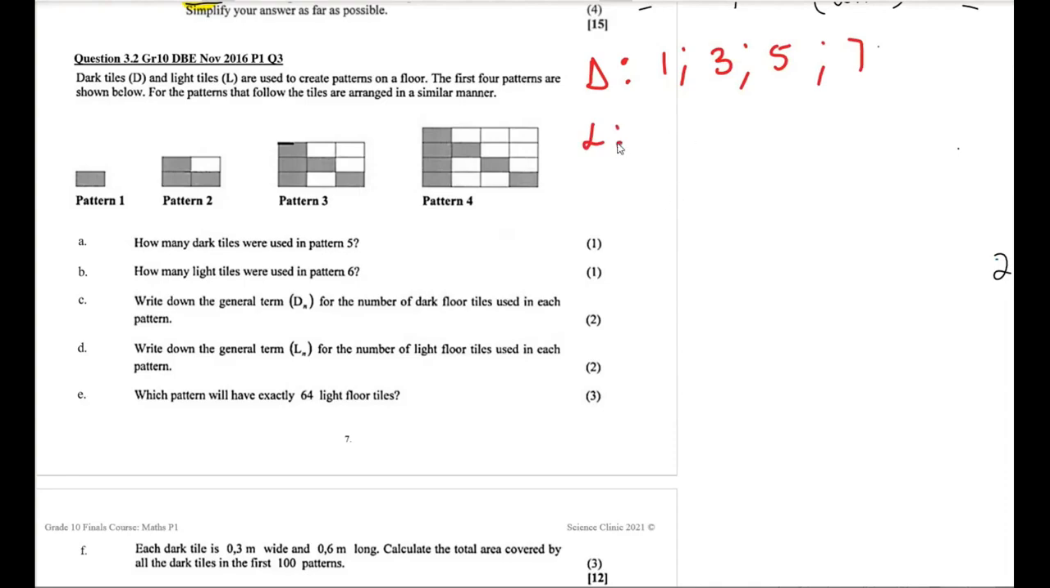The light ones. What do we have first? 0, then we go 1, then we go 4, then the last one is how many? 9. Okay, so we have seen our patterns. We have dark and we have light. First question says, how many dark tiles were used in pattern 5?